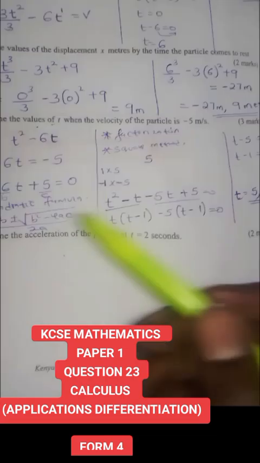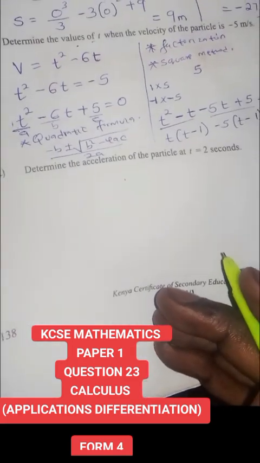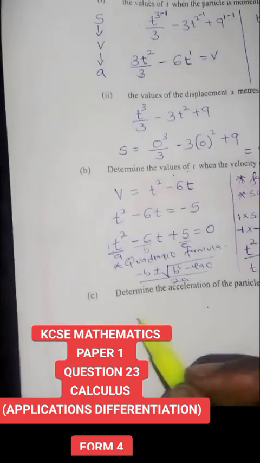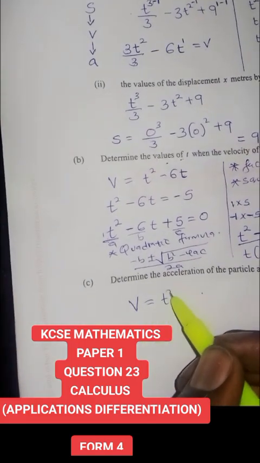So you can use any formula that is convenient on your side. For me, I decided to use factorization just to save on time. Then you now have to determine the acceleration of the particle at t equals 2. Remember what I said here, that if you differentiate velocity, you get acceleration. So velocity, t squared minus 6t. I'm going now to differentiate this.